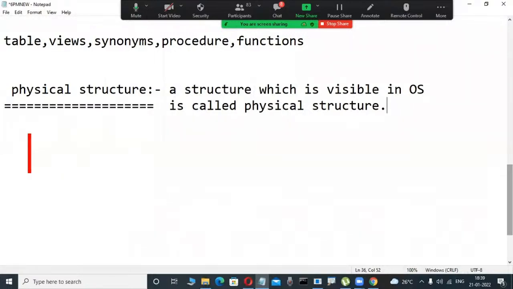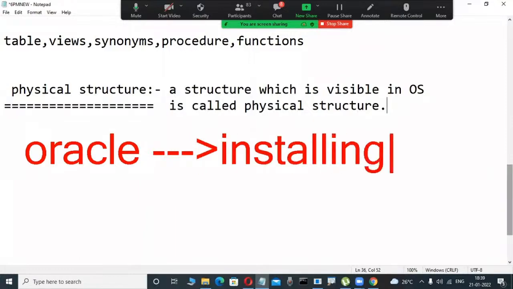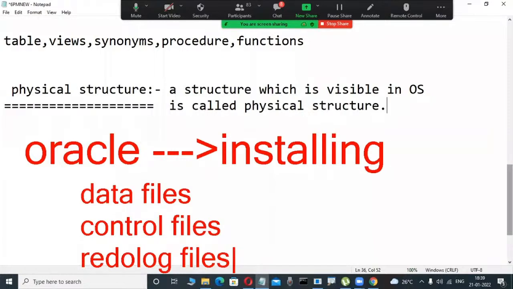Same with Oracle, a relational database software, or MySQL, SQL Server. Whenever I install Oracle, physical files are created automatically: data files (.dbf files), control files, and redo log files. You don't have an idea about these yet; in the future DBA concept, this is a rough introduction in our course.